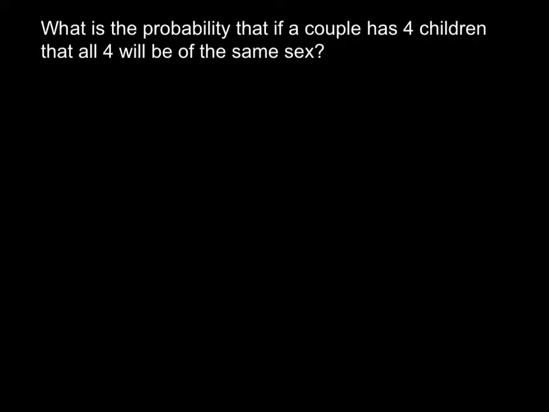Today's problem is going to be about the rules of probability, and here is the problem. What is the probability that if a couple has 4 children, all 4 will be of the same sex? In order to solve this problem, we have to use two rules. One is the rule of multiplication, and the other is the rule of addition. And here is how we are going to solve this problem.